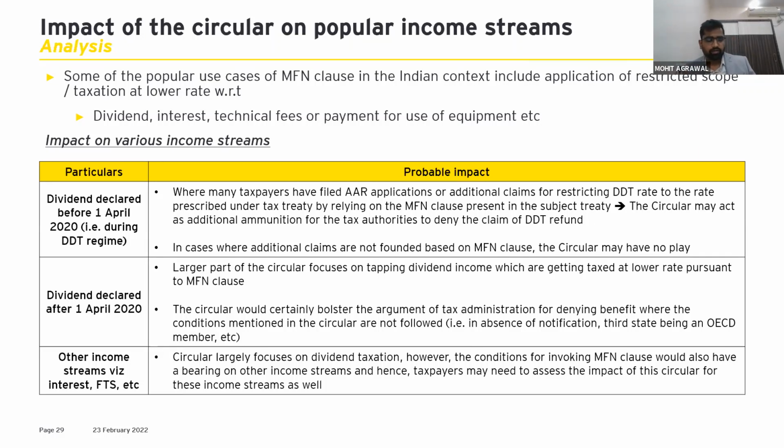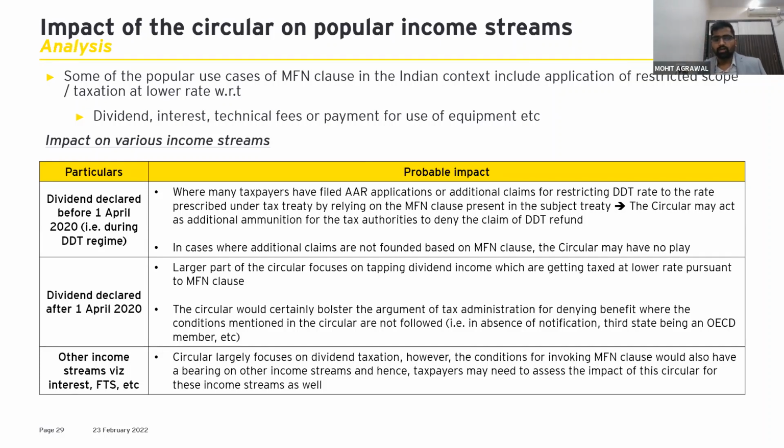There they have been interpreting dividend distribution tax as tax on dividend itself, and then they have been invoking the benefits that are available in Lithuania, Colombia, or Slovenia. So in cases where applications have been filed, the circular would really have an impact, and the tax authorities would rely on this circular for denying refund of such DDT paid. Alternatively, in the case of the treaty between India and Canada, where there is really no MFN in place, the circular would not have any impact, and the taxpayers may continue to claim refund of such DDT paid, because there's no play of MFN as such.